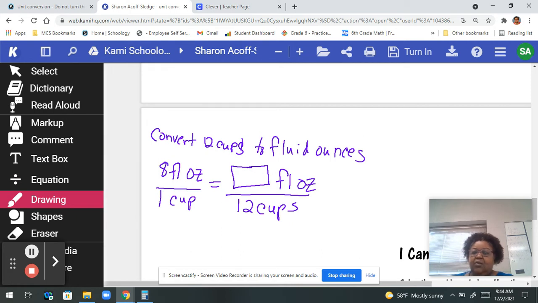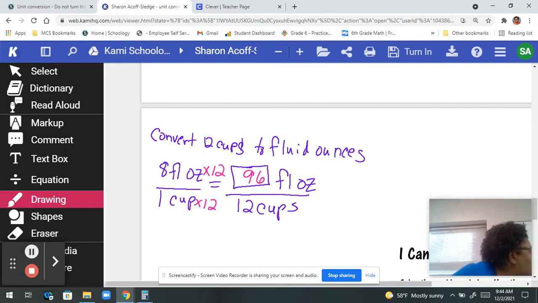I'm going to switch colors so we can see something here. We're going to use equivalent ratios, equivalent fractions. So look at these as fractions, or as we did with our ratio tables. 1 times 12 gives me 12. So I'm just going to put that there just as a reminder. So if I multiply this by 12 to get this, because we got that equal sign there, I have to multiply this times 12 to get what's in my box. So 8 times 12 is 96. So 12 cups is equal to 96 fluid ounces.